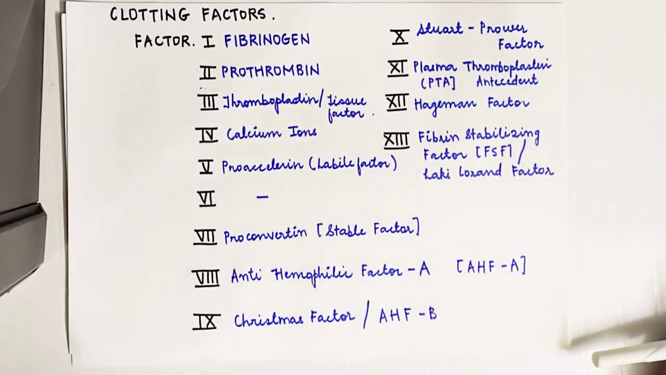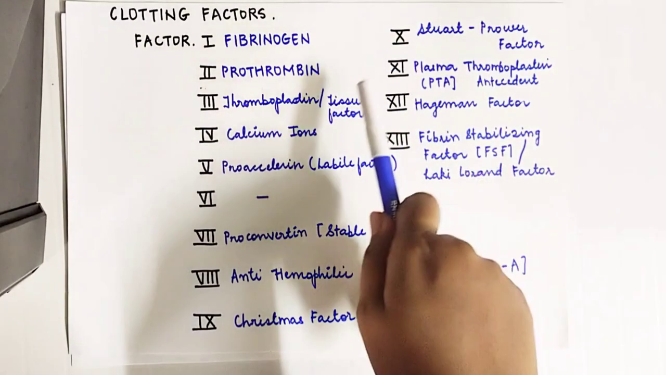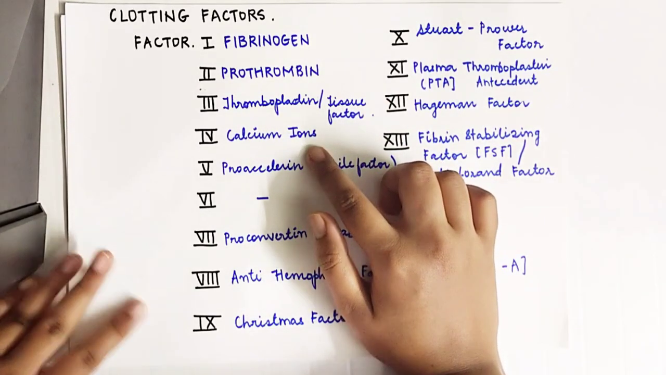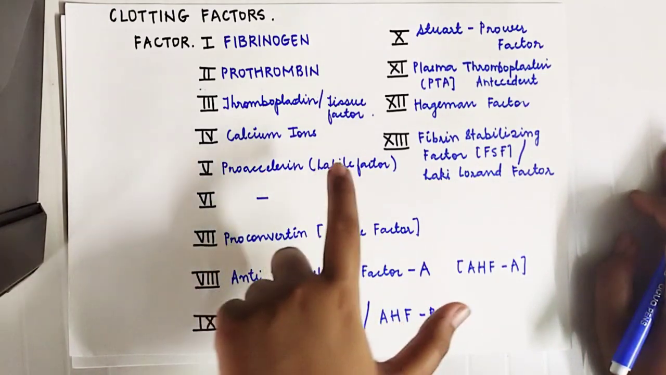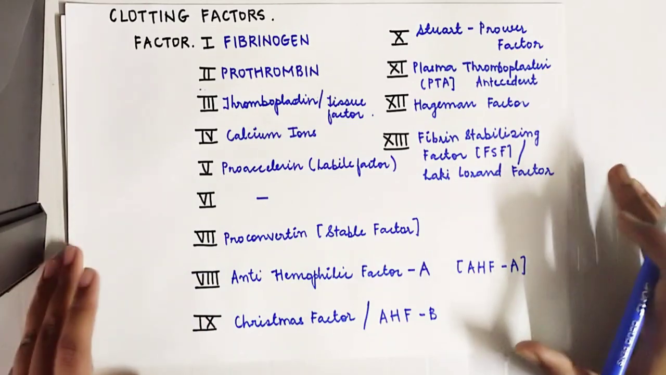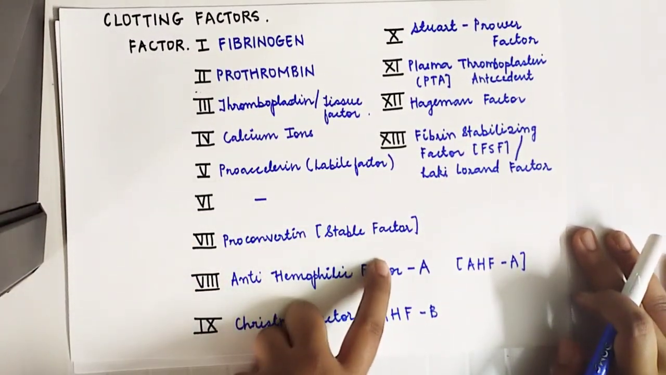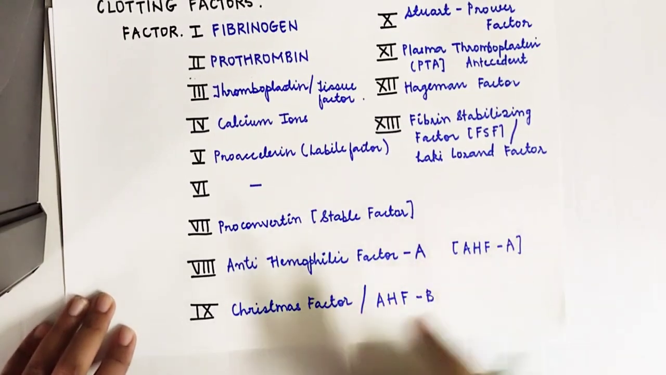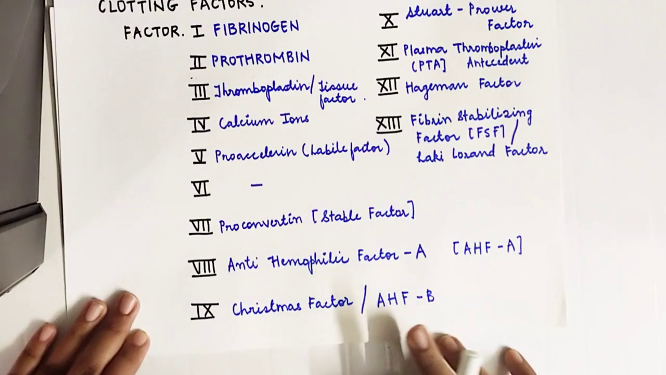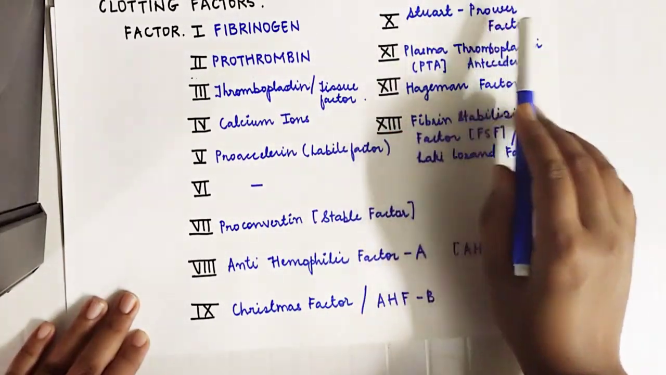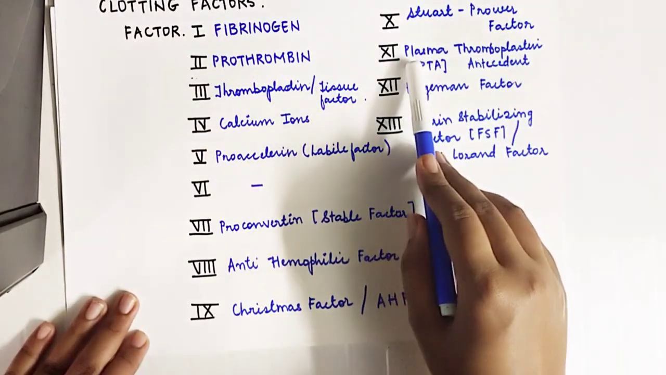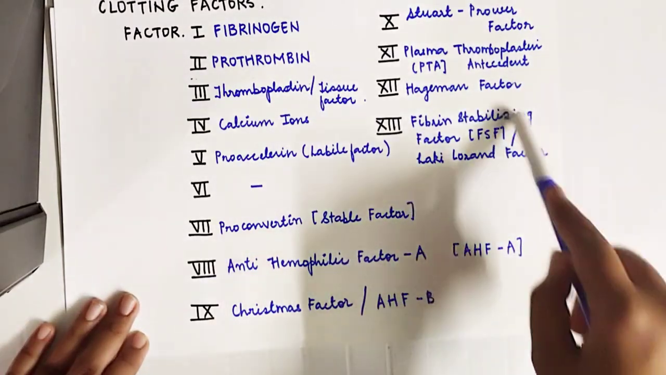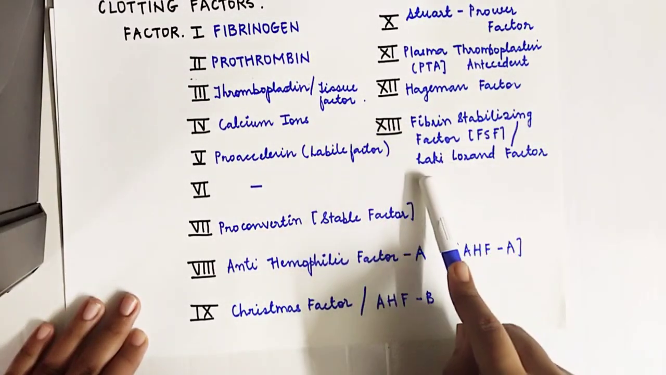So these are the 13 clotting factors. First is fibrinogen, then prothrombin. Third factor is thromboplastin or tissue factor. Fourth is calcium ions. Fifth factor is proaccelerin, also known as labile factor. Sixth, it's not present. Seventh is proconvertin, also known as stable factor. Eighth is anti-hemophilic factor A, or you can write AHF-A. Then ninth is Christmas factor or anti-hemophilic factor B. 10th is Stuart-Prower factor. Then 11th is plasma thromboplastin antecedent, also known as PTA. 12th is Hageman factor. And 13th is fibrin stabilizing factor or Laki-Lorand factor.